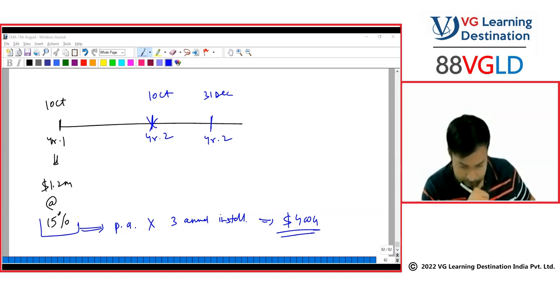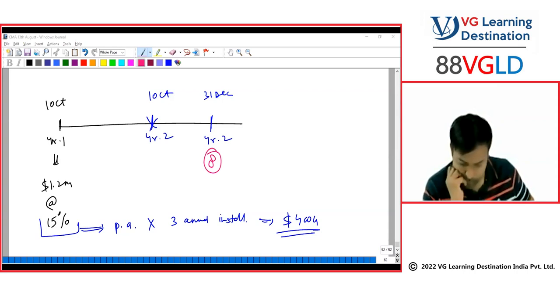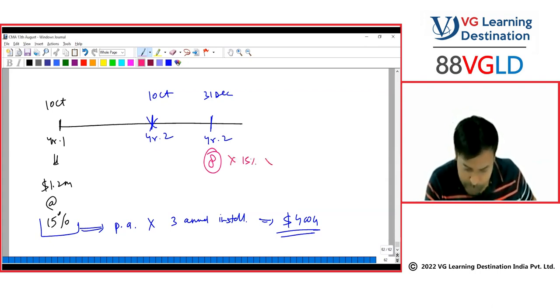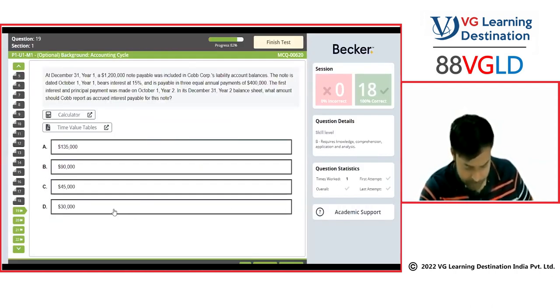We are looking at the interest in that case. You're right, 8 is the balance. But on this 8, how much is going to be the interest pending? Interest pending is going to be 15% for a period of 3 months, 3 by 12. So 8 into 15% into 3 divided by 12, 30,000. So correct, Parminder, D should be the answer.